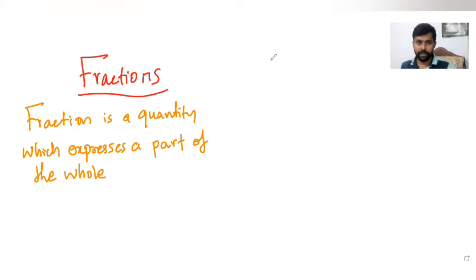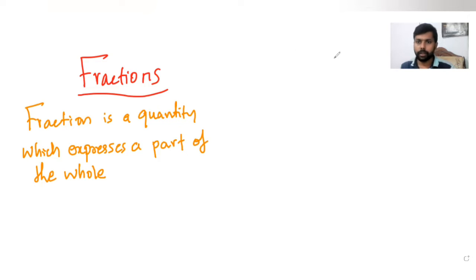Hi everyone. Here you can read the definition of fraction. Let's read the definition first. A fraction is a quantity which expresses a part of the whole. That means if we have a whole value, or let's take an example.